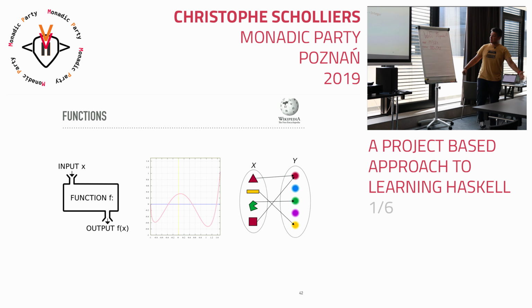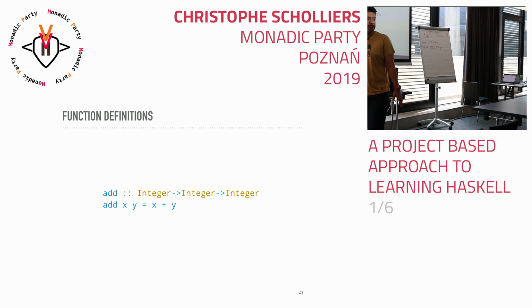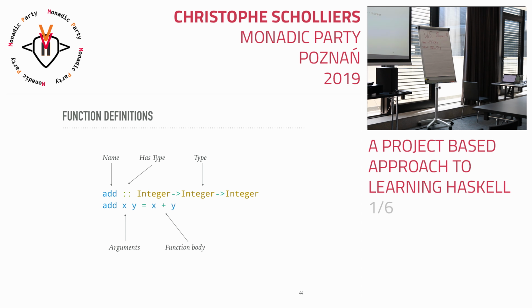So let's look at a very simple example. We can add two numbers, and so what you do is you give your function a name. There are some arguments, in this case x and y, and then you write equals and then the expression, which is like your function body. And in this case, the only thing that we do is we add x and y together, and that's the result.